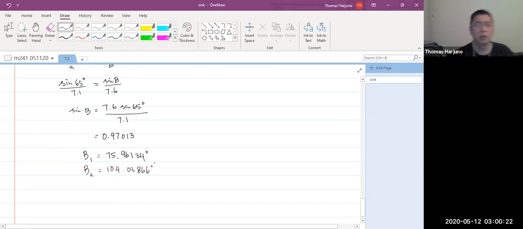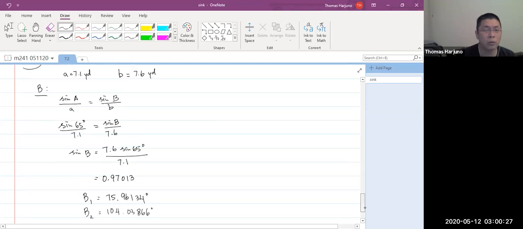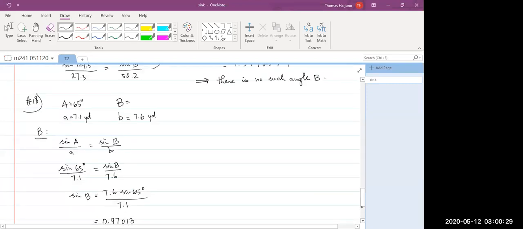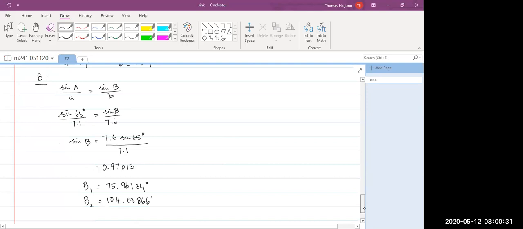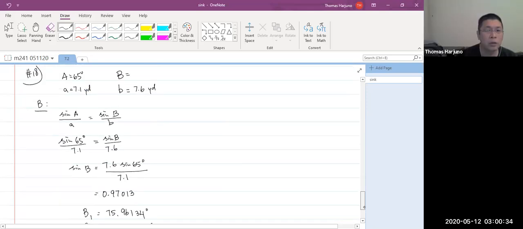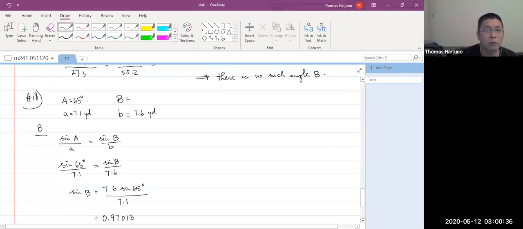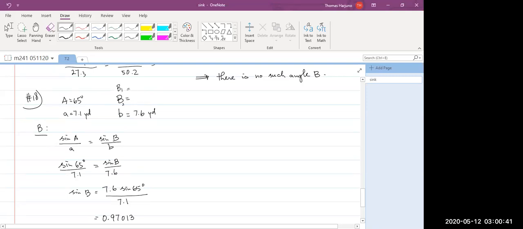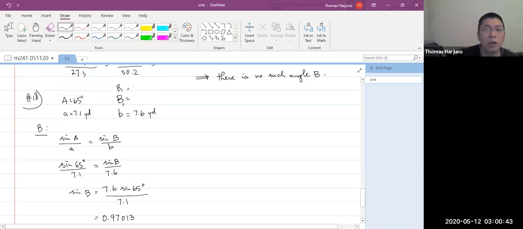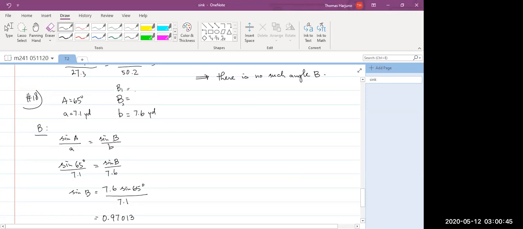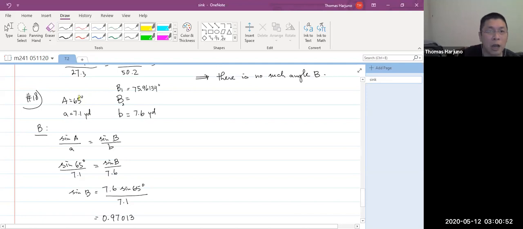Is it right? It's okay though. It's right. Yeah, it's right. I got the same thing. Yeah, but you see, so we have two possible solutions here, B1, B2. Hold on, what is B1 again? 75.96134 degrees. So when I add this with this, it's less than 180.